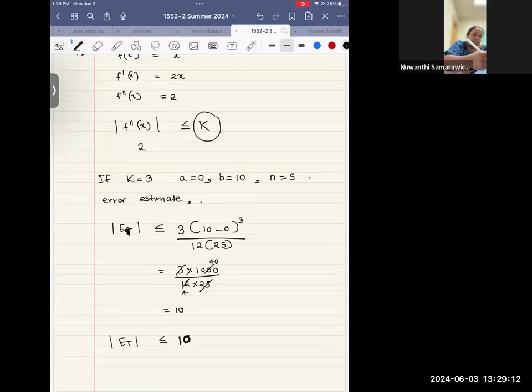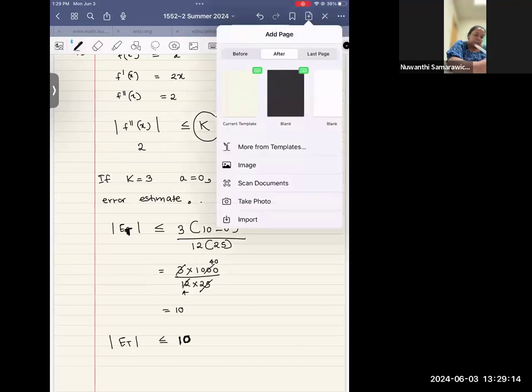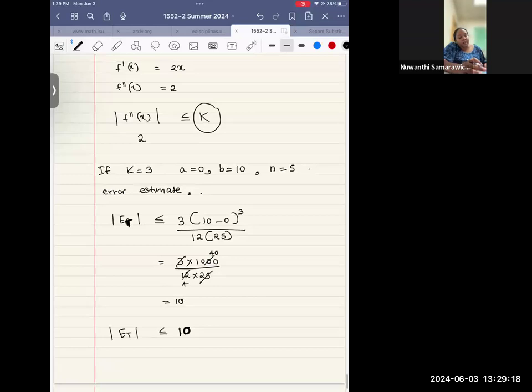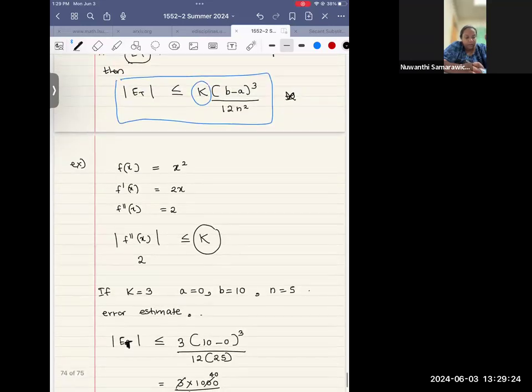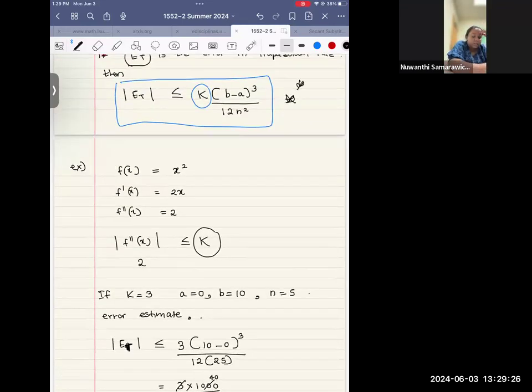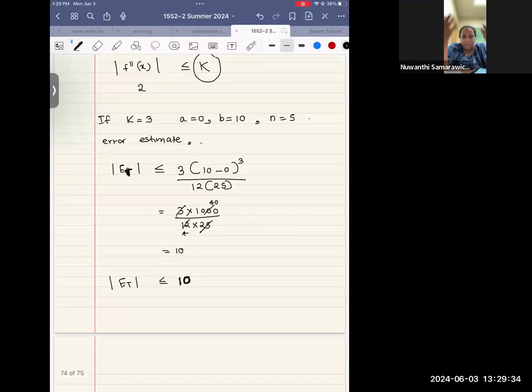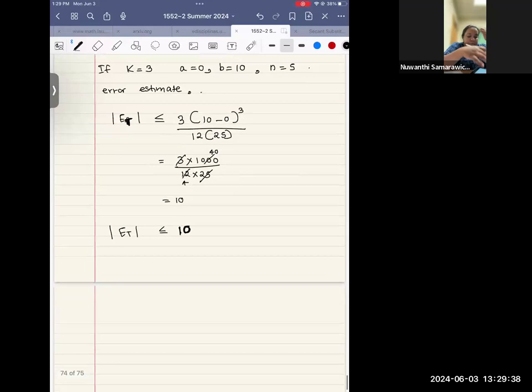So this is the error bound. If you are asked to find the error bound for the trapezoidal rule, this is how you use the formula. Now let's see why we have to find this kind of error bound, using Simpson's rule.